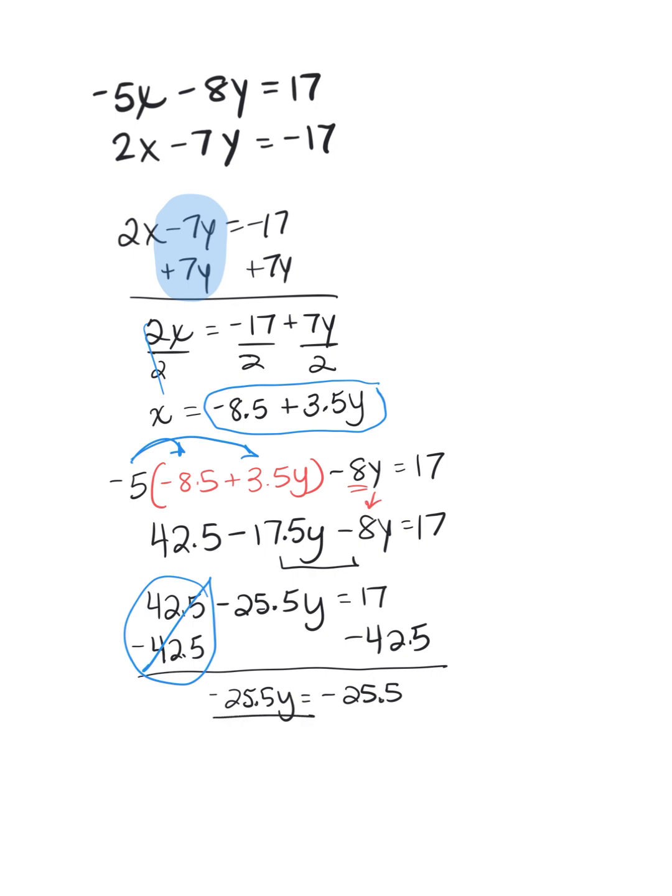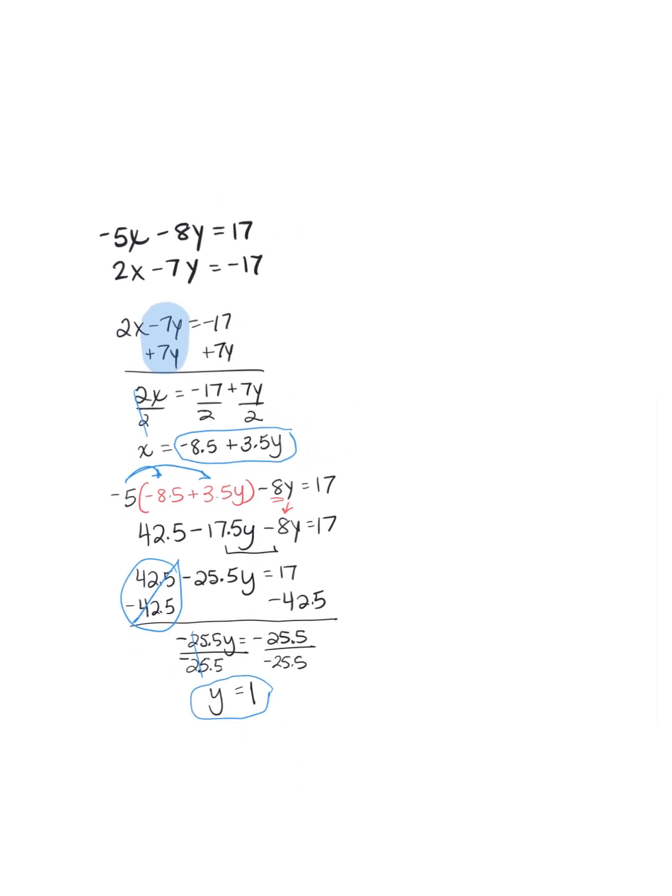All right, back to this. We need to get rid of our coefficient, so we're going to divide. We're dividing by negative 25.5. We don't want to get rid of the y. We want to leave the y there. Okay, these cancel out, which leaves us with the y. And negative 25.5 divided by negative 25.5 is 1. And we have y equals 1.